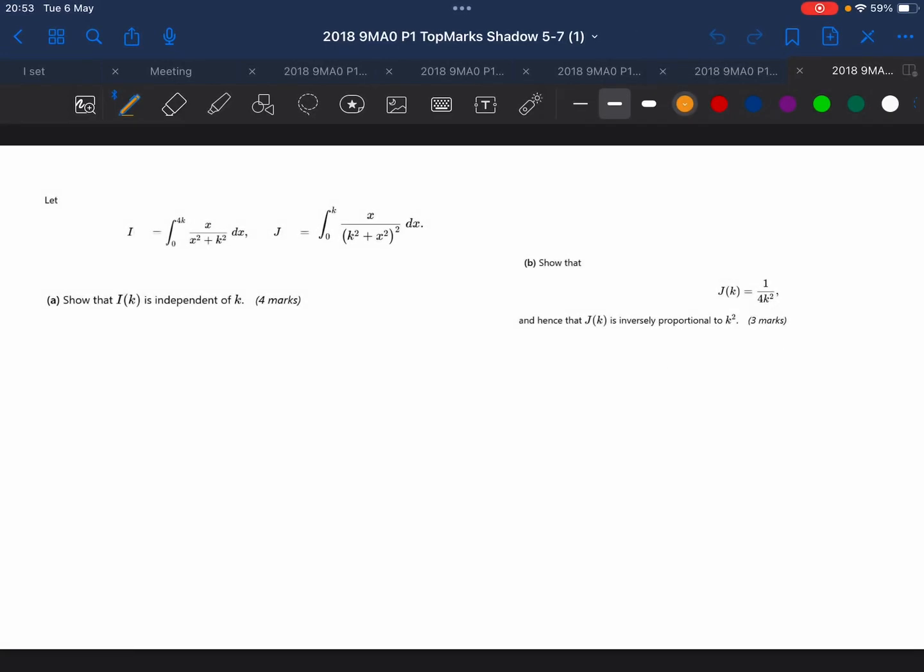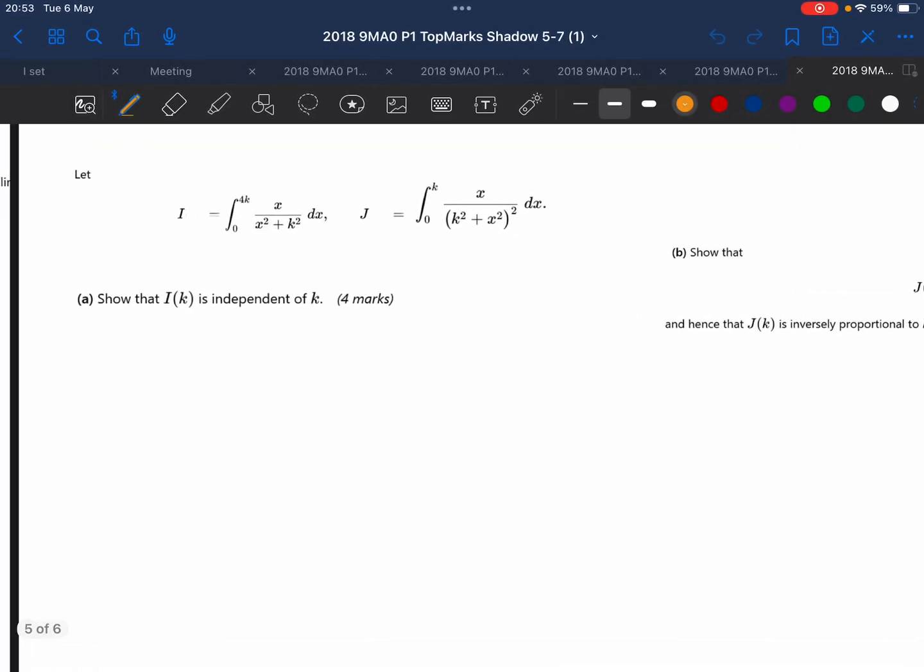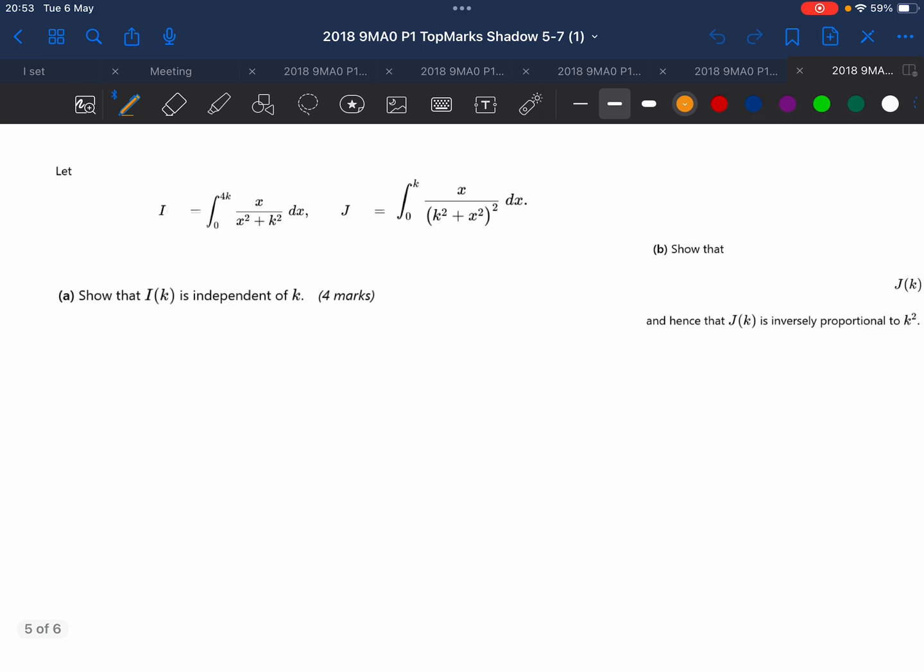Okay, so this is question 7 of our shadow mock paper. It says, let I equal the integral from 4k to 0 of this, and J equal this similar thing, but with a squared there. So the first thing it says is show that I is independent of k. Independent of k is going to mean that the k doesn't matter. So it might disappear, or perhaps there might be some thinking connected here that we need to do.